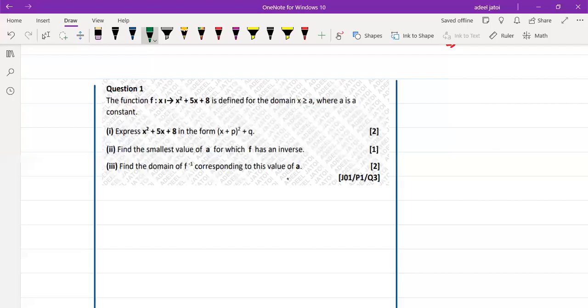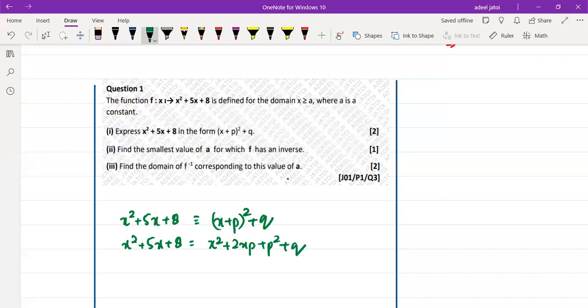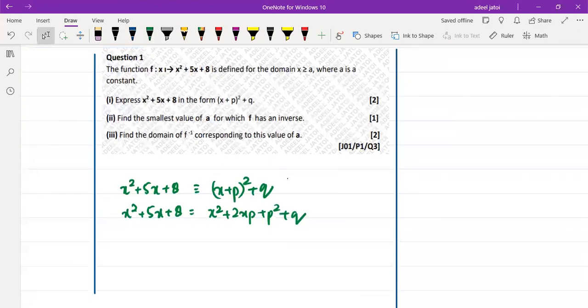So f(x) is x square plus 5x plus 8. Write x square plus 5x plus 8 in the form of (x plus p) whole square plus q. This should be opened as x square plus 2xp plus p square plus q, from the identity (a plus b) whole square.